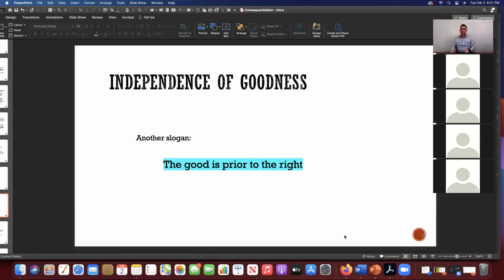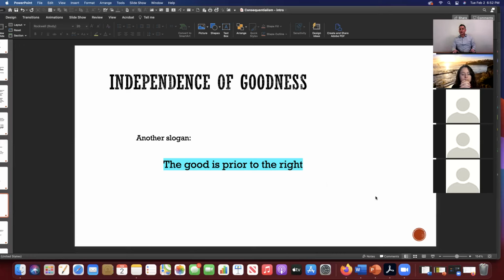But it's also theoretically and logically prior to the right in the sense that, in order to work out our theory of right action, we have to first know what goodness is, right? In terms of the details of the particular consequentialist theory that we develop. So the slogan's imperfect, but it guides us in understanding this independence claim. Okay.